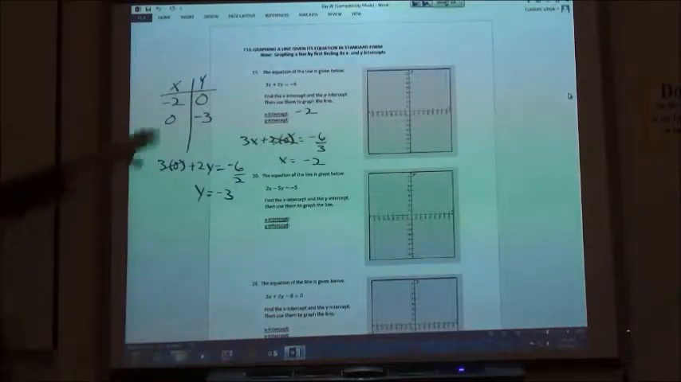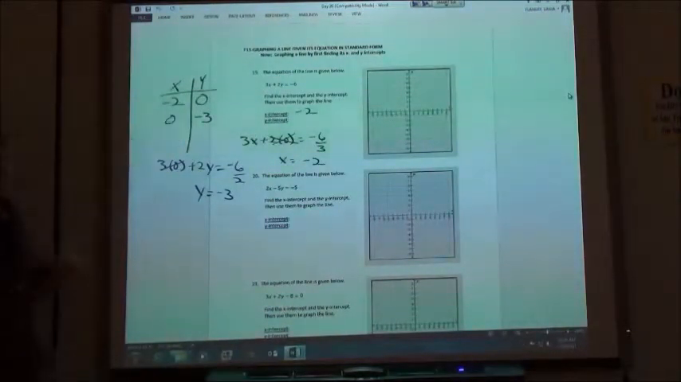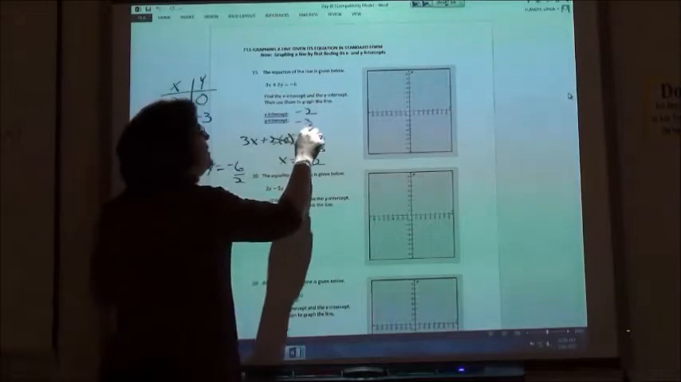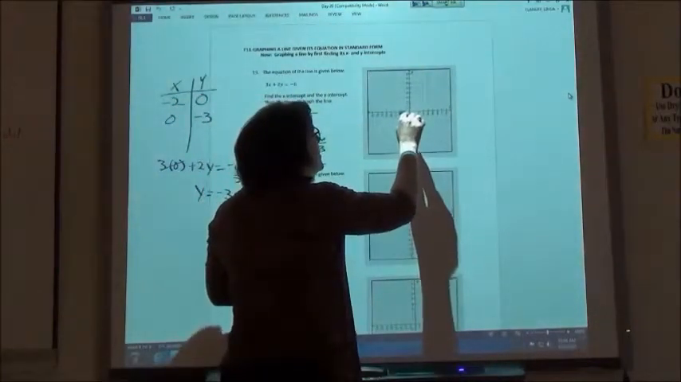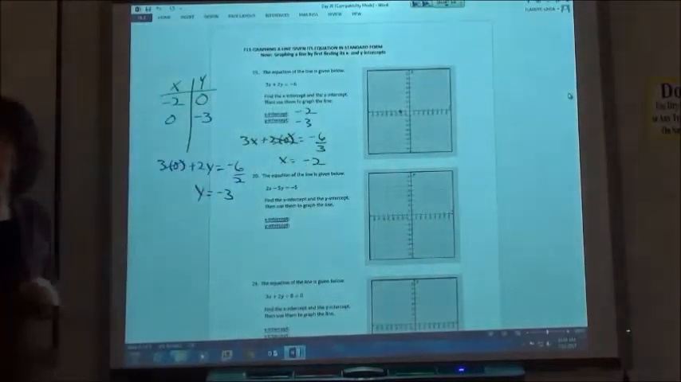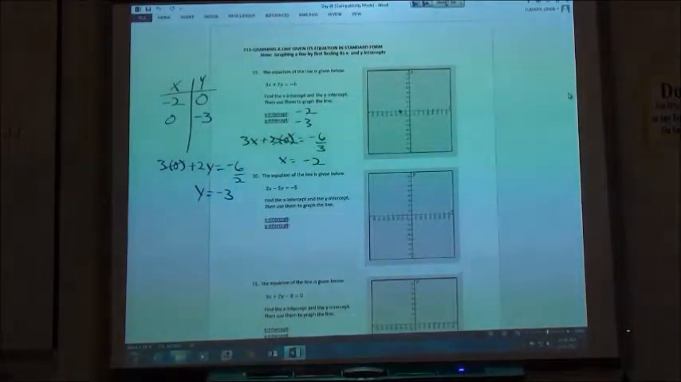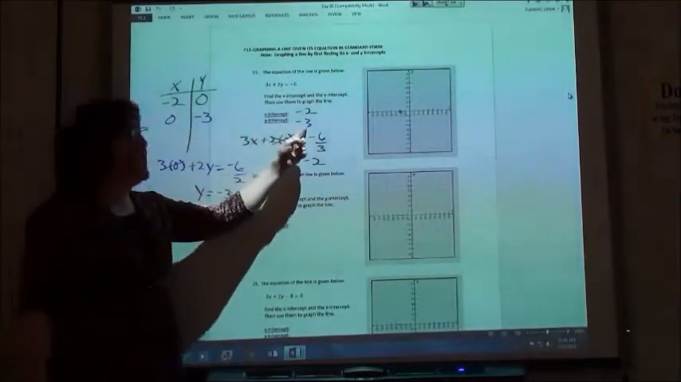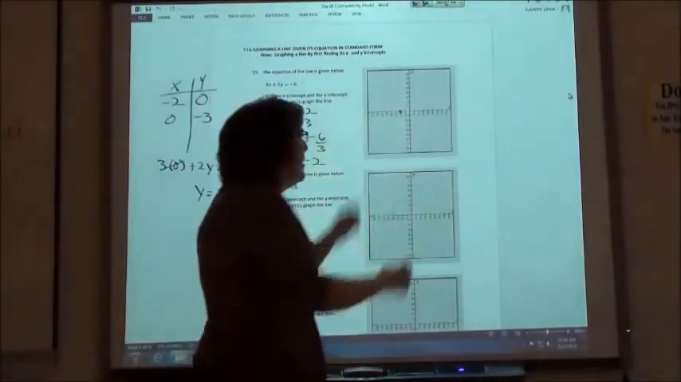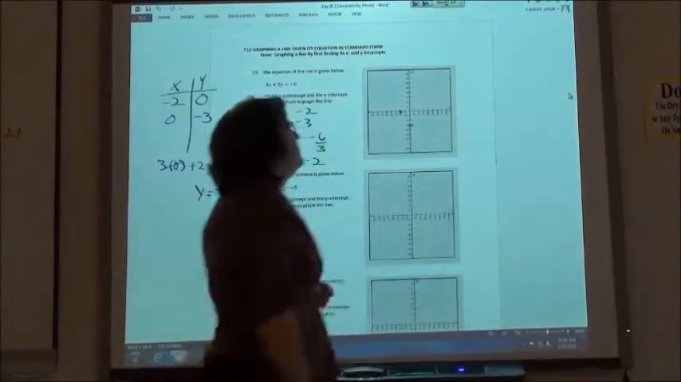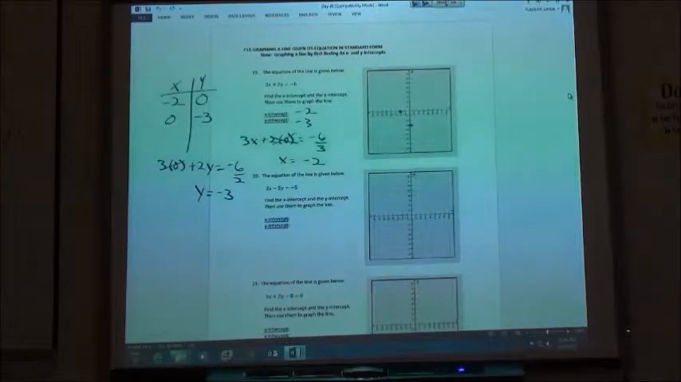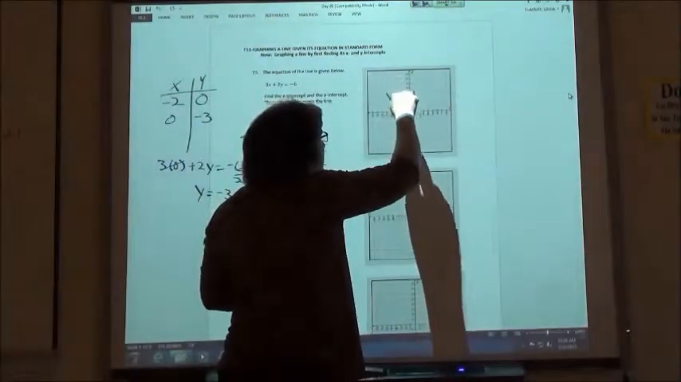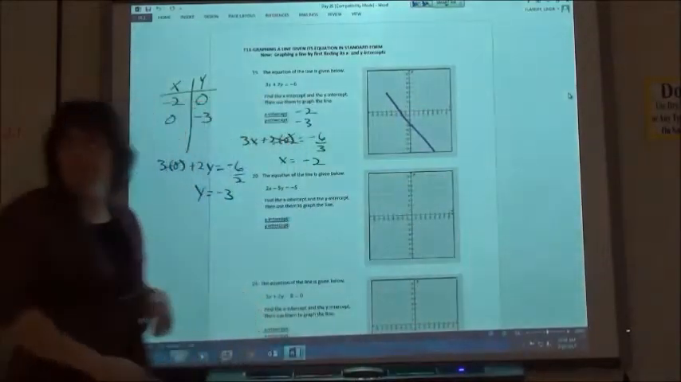So, these ones have nice whole number answers. I can just go ahead and plot those. My x-intercept is negative 2, so on my x line, I'm going to mark where negative 2 is. My y-intercept is negative 3, so on my y line, I'm going to go down to negative 3. Now normally I like to have 3 dots, but in this case we're just going to use those 2 dots. We're then just going to connect those 2 dots to draw our line.